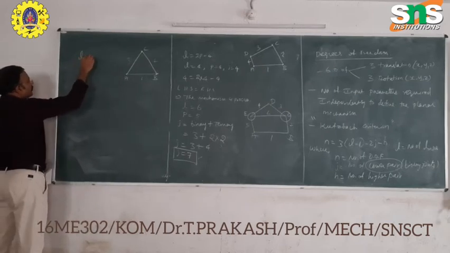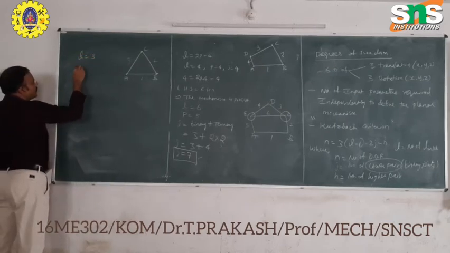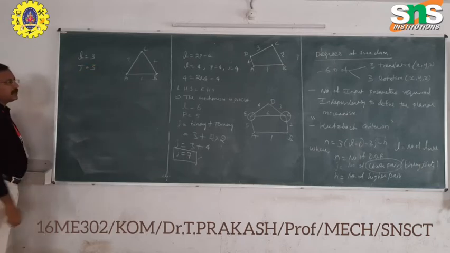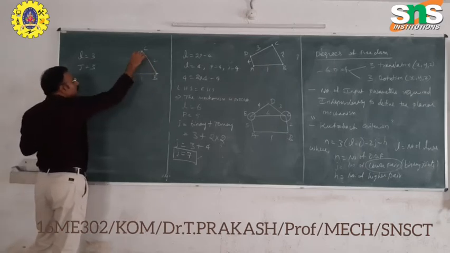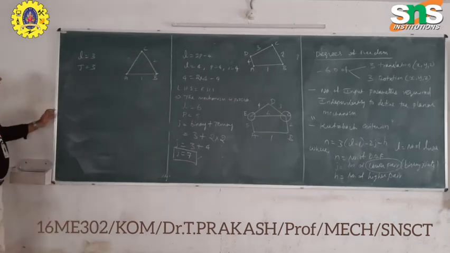First, the number of links is 3. The number of joints, the number of pairs, is also 3. All these joints are lower pairs. Since there is only surface contact, all the joints come under the lower pair.